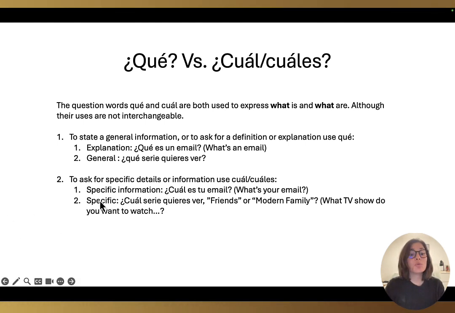And then we have something more specific. Notice the previous example was very general: ¿qué serie quieres ver? Which TV series do you want to watch? But here it's more specific. So, ¿cuál serie quieres ver? Friends or Modern Family? What TV show do you want to watch, this one or that one? In this case, you're being more specific. You're giving a choice, so it's like, which one of these two do you want to watch? It's not talking about all of the series out there.